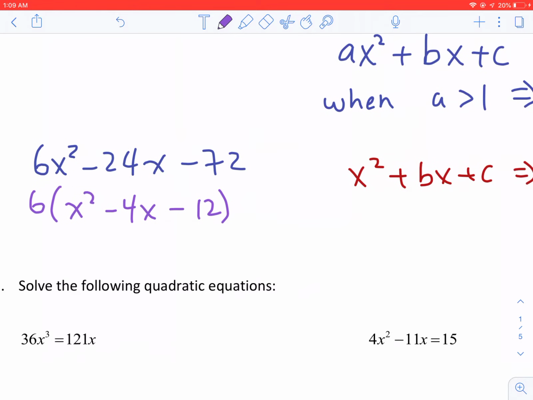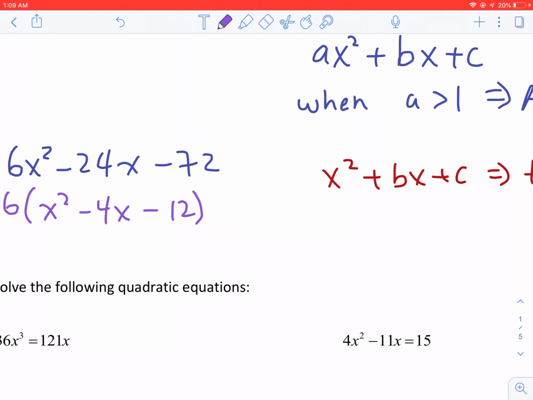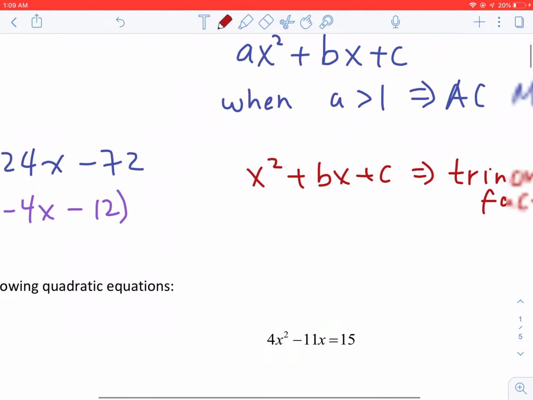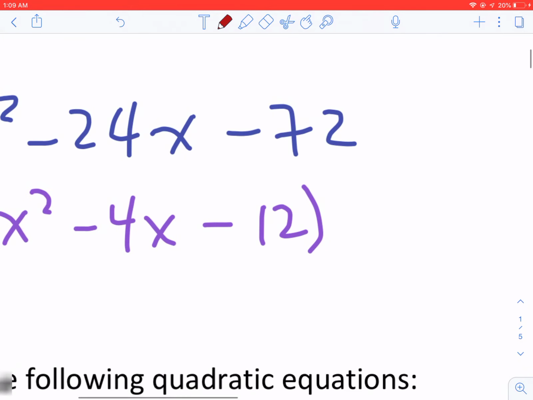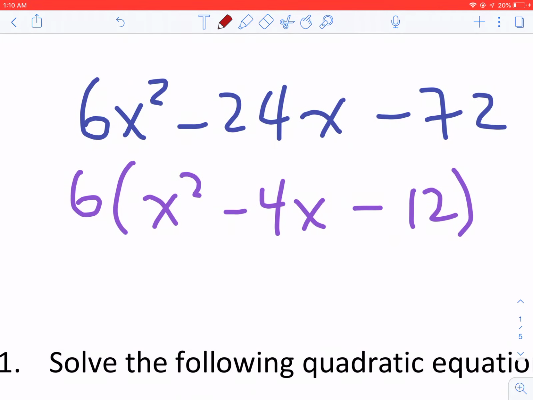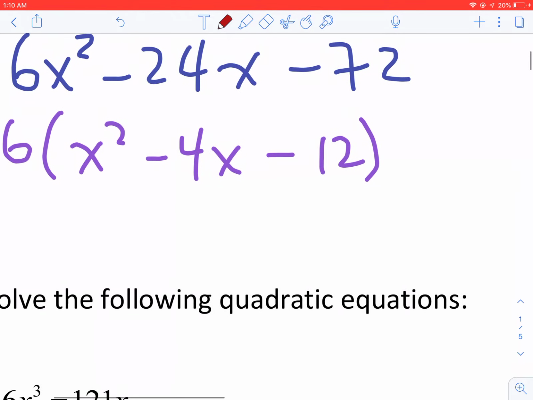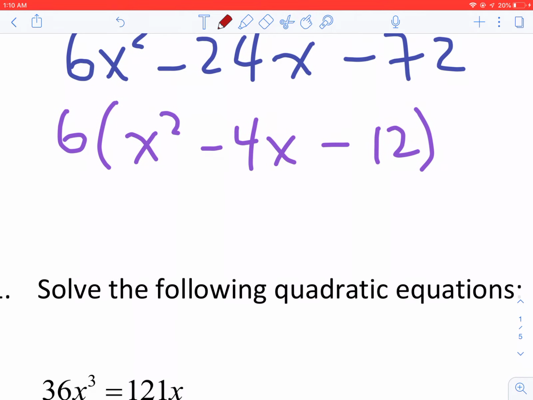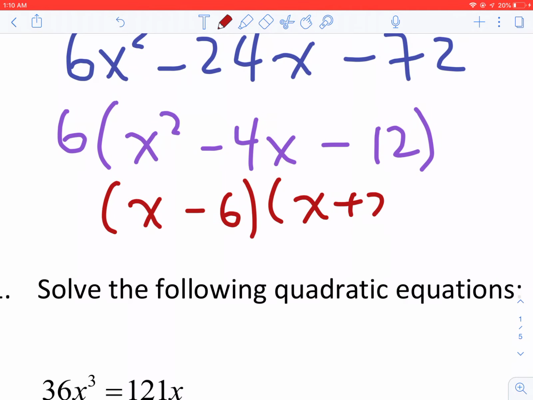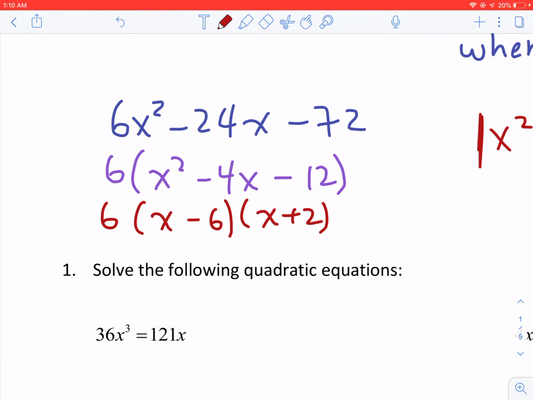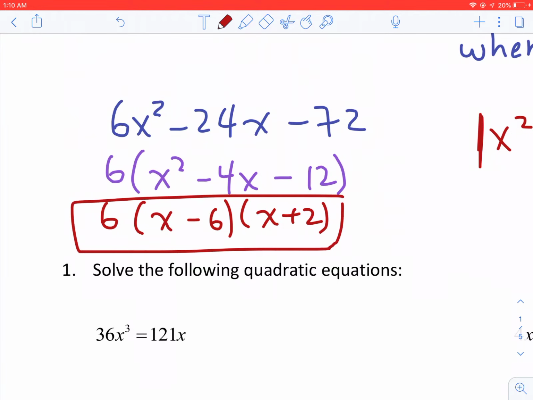And really this is just an example of factoring a trinomial where that a value is 1, right? This guy here is 1. So we don't need AC method here. We can just factor normally by saying what two numbers multiply to negative 12 and add up to negative 4. And I believe those numbers are negative 6 and positive 2. And you bring down the 6, and that was it to factor that.